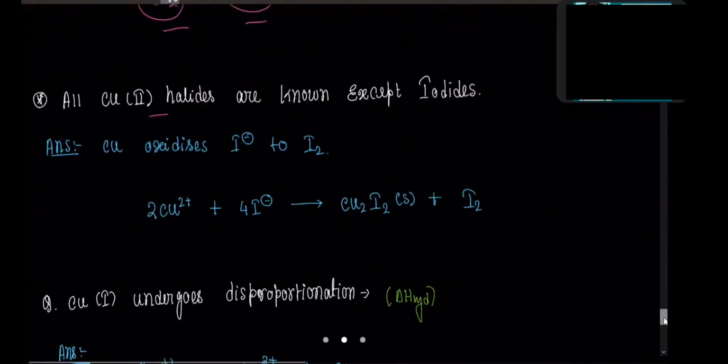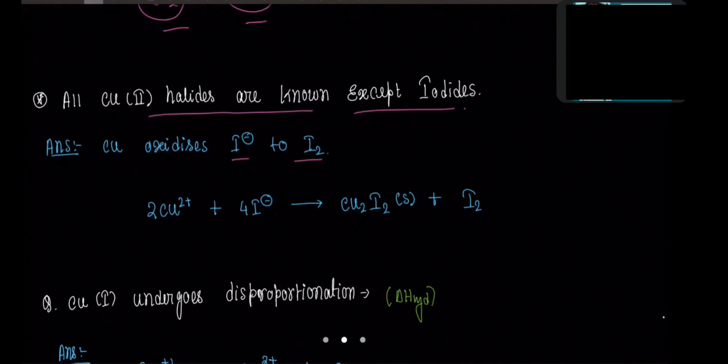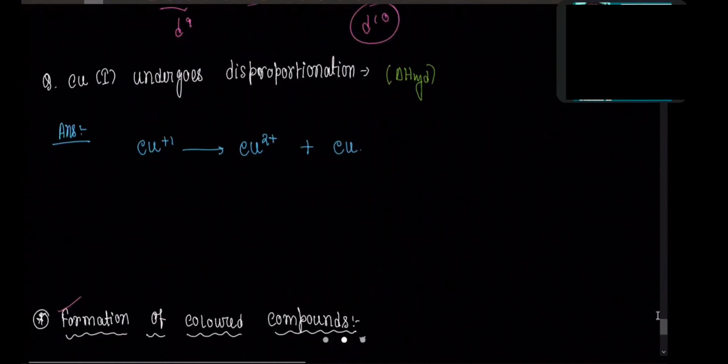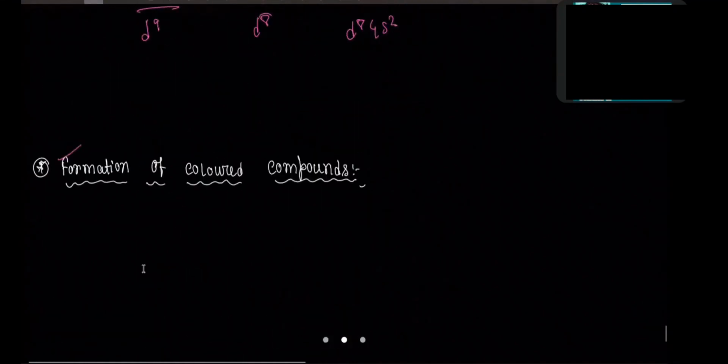Now, for copper, 2+ halides are known except iodide. So why do we not see copper iodide? Actually, what happens is copper oxidizes iodide to iodine. You can see in this reaction, Cu is plus 2 and over here it is turning into plus 1. So d9 and this is d10. When it's turning into d10, it is much more stable than d9. That's why it is undergoing that conversion. And in the meantime, iodide is helping copper do that. So copper is actually oxidizing iodide in order to stabilize itself.